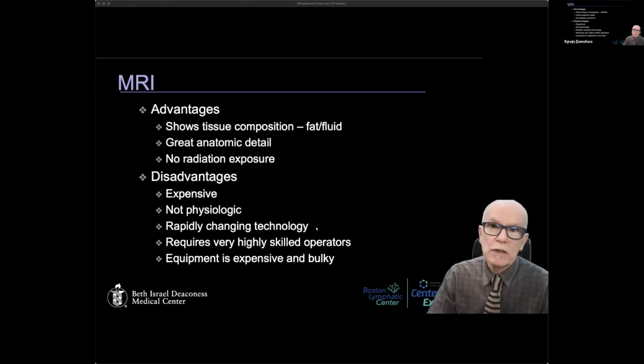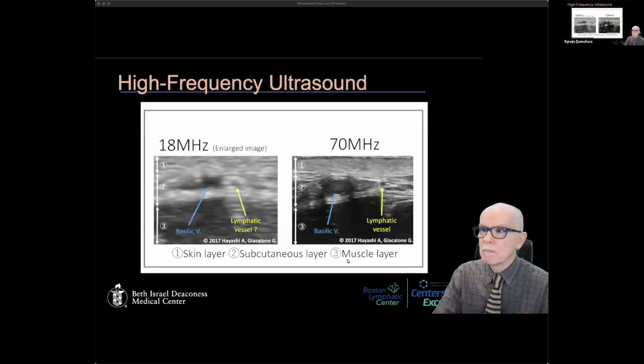I suspect that it may end up being one of the primary imaging technologies that we use, but it's going to be a little while before that happens. And it requires very highly skilled operators. There are a lot of adjustments to make. You've got to know where to do the injection and what you're looking at, and obviously the equipment is expensive and very bulky.